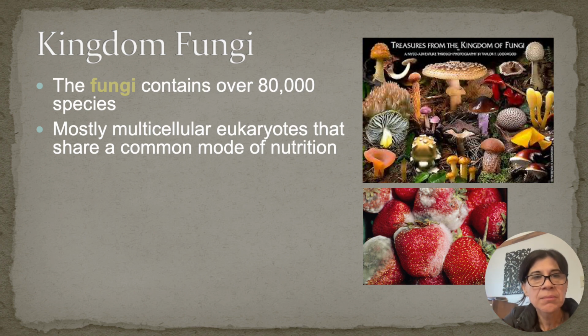So they're mostly multicellular. The only exception is one we've already worked with. If you recall, yeast. So yeast, we did that with our fermentation lab with the juices. That's a fungi, but that's a single-celled fungi. But otherwise, they're multicellular, and they're eukaryotes, right? So now we're not talking about prokaryotes like the bacteria. We're talking about eukaryotic cells, and they share this common mode of nutrition.